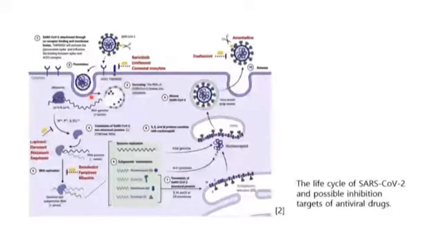Its genome contains open reading frame 1a and 1b, genes that produce two polyproteins called pp1a and pp1ab. In the host ribosome, during the viral translation process, these polyproteins are then cleaved by main protease and papain-like protease to produce several non-structural proteins.